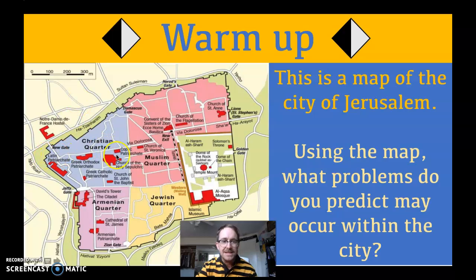Maybe at most it's the length of 3 or 4 football fields, but you could probably guess that there is a massive problem that will probably erupt. I'm sure you've already figured this out, but if you have Christians and Muslims and Jews and Armenians all living within a very tiny little area, there is going to be massive amounts of conflict, which is exactly what happens here.